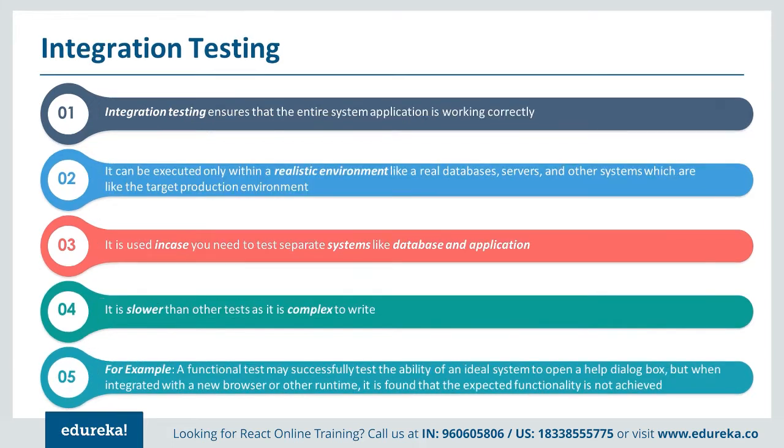In integration testing, we ensure the system and applications are working correctly. It can execute only in a realistic environment, like a real database, server, and other systems similar to the production environment. It is used when you need to test separate systems like a database and an application. It is slower than other tests and is complex to write. A functional test may successfully test the ability of an idle system to open a help dialog box, but with integration testing in a new browser or other runtime, it may be found that the expected functionality is not achieved.